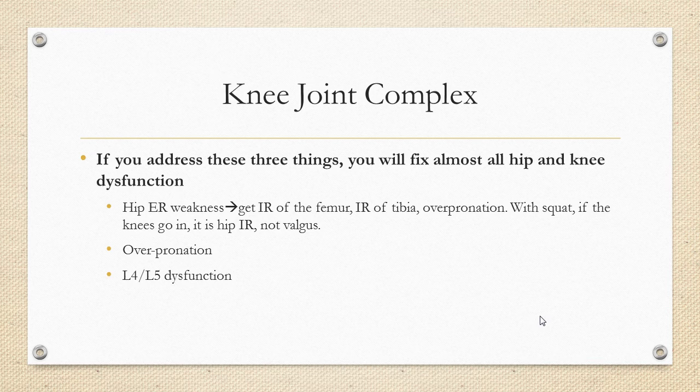Hip external rotation weakness. The key is to find out why the external rotators are weak. It is not just to strengthen them, because if they're inhibited, we can strengthen all day long and we're not going to make any changes. With the weakness, we tend to see internal rotation of the femur, internal rotation of the tibia, and overpronation. If we're looking at a functional squat, if the knees are going in, it's hip internal rotation, it's not valgus at the knee. So you've got to look at the hip external rotators.